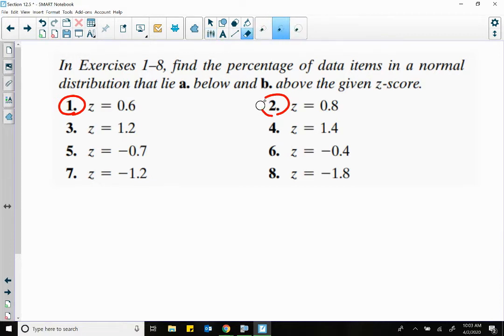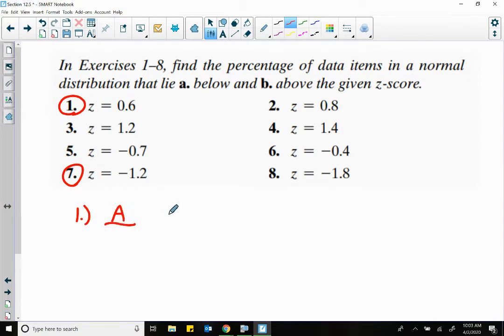Let's go ahead and look at a negative one. Let's look at this one. So 1 and 7. They want the percentage above and below. For question 1, it wants below first, because if we know below, we can figure out above. So we need to go to the table on that previous page and find the percentage at a z-score of 0.6.